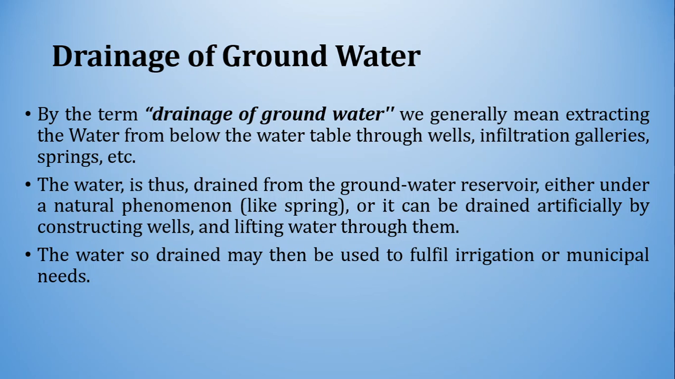Starting with the drainage of groundwater. By the term drainage of groundwater, we generally mean extracting the water from below the water table through wells, infiltration galleries, springs, etc. The water is thus drained from the groundwater reservoir either under a natural phenomenon like a spring, or it can be drained artificially by constructing wells and lifting water through them. The water so drained may then be used to fulfill irrigation or municipal needs.